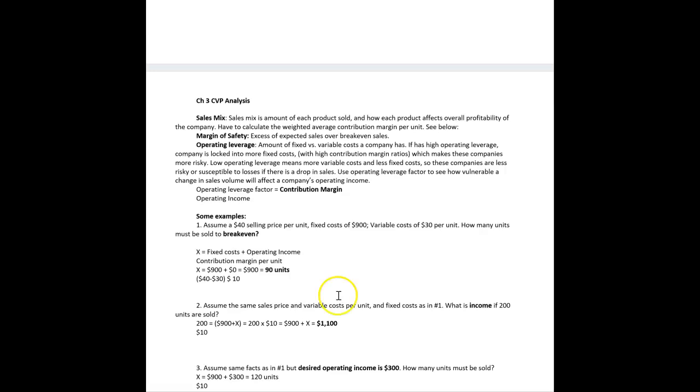That's the trouble with this. Now, the other topics that we'll work on, not in this presentation but in the second half, is sales mix. You need to know sales mix. You need to know this for the exam. Margin of safety is just how much we are selling over break-even sales. What's the excess of expected sales over break-even sales? That's what margin of safety is.